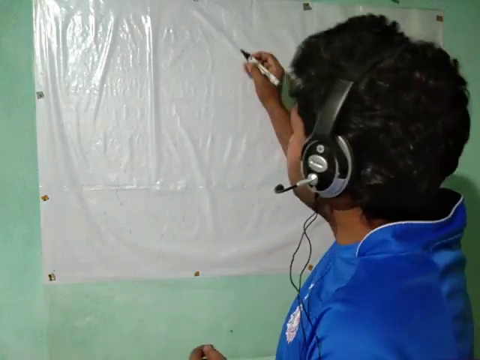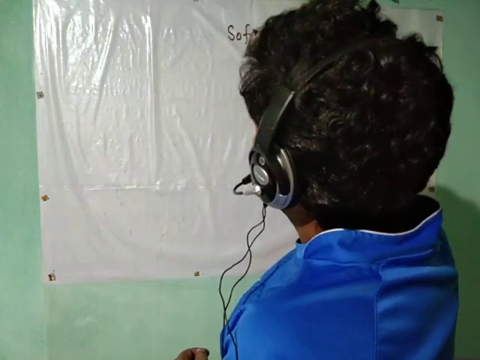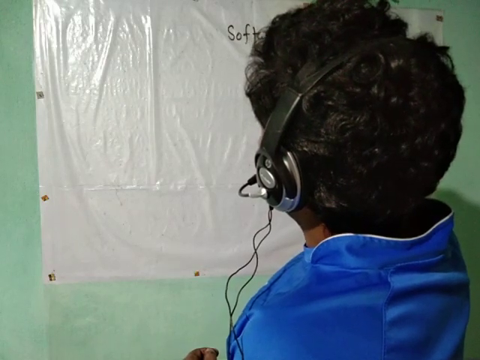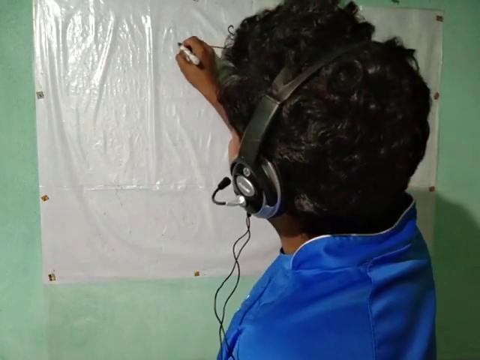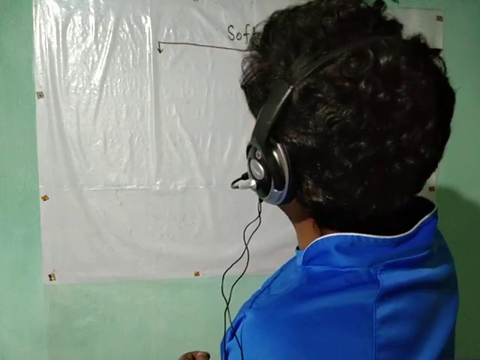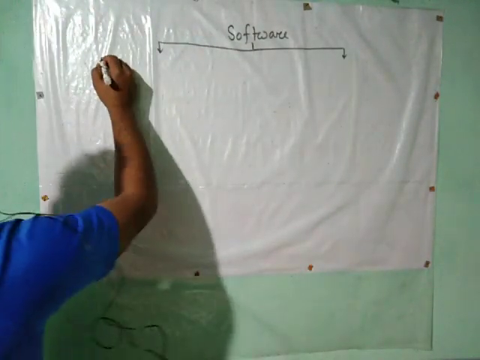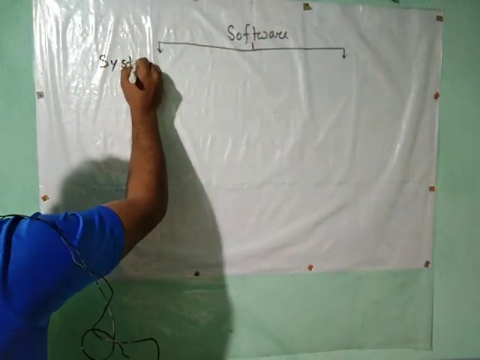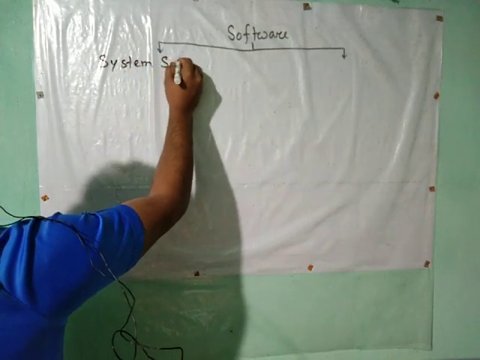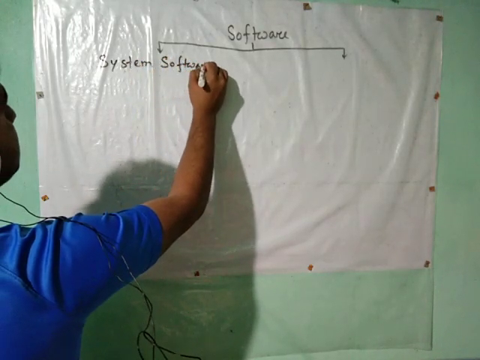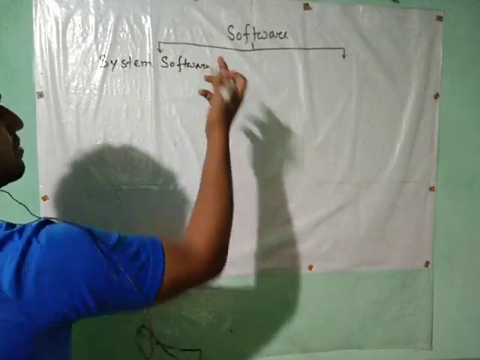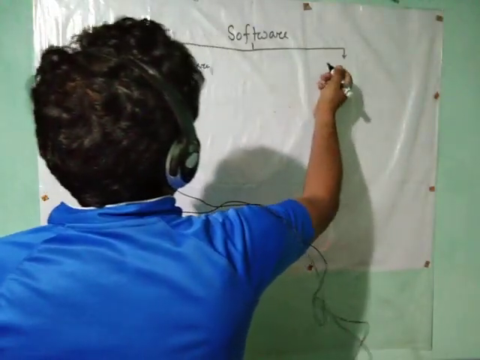Now I will show you the tree diagram of software. Suppose software, and software can be divided into how many types? I have already told you how many types. Yes, two types. Number one, very important, system software. What is it? System software, whatever you like to write.